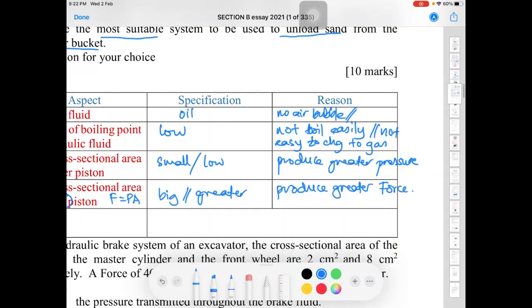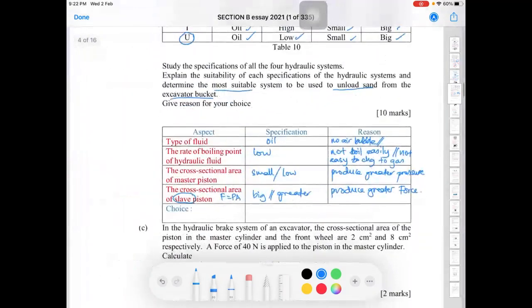Okay, so your choice will be tadi U. Tengok U, oil, low rate of boiling. Ulang balik lah, whatever the reason you pilih tu. Small master piston, and big slave piston.